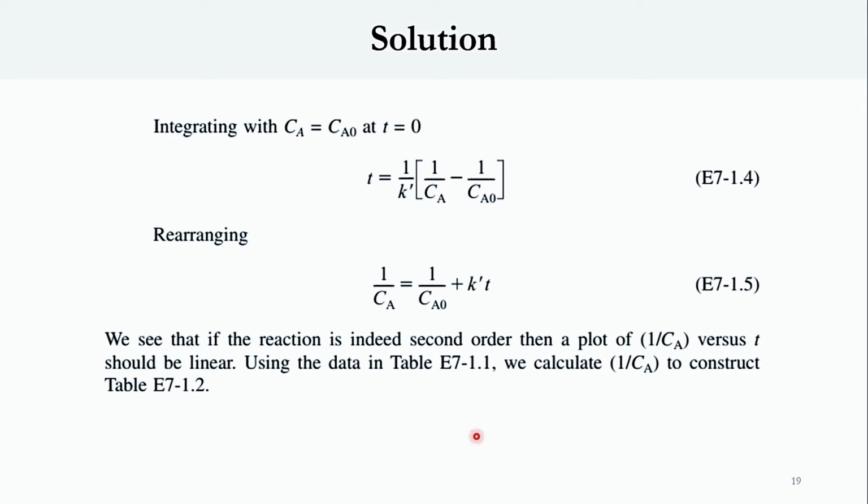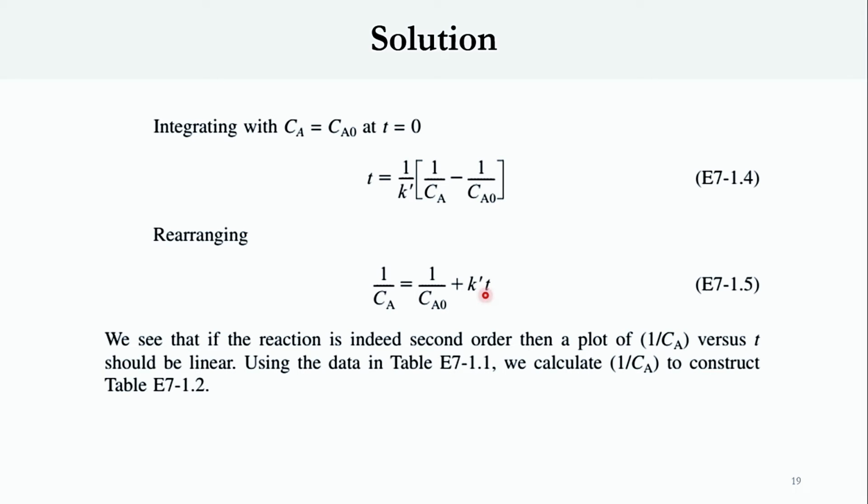If we integrate this equation, we get t is equal to 1 over k prime, into 1 over Ca minus 1 over Ca naught. k prime is multiplied with this t. Accordingly, we get k prime t. 1 over Ca is left here, while 1 over Ca naught is taken here. So 1 over Ca is equal to 1 over Ca naught plus k prime into t.